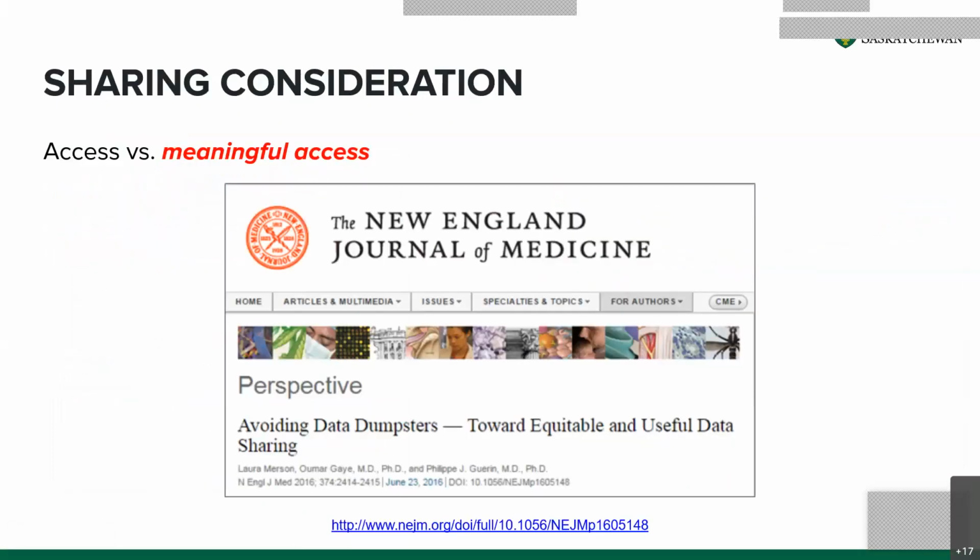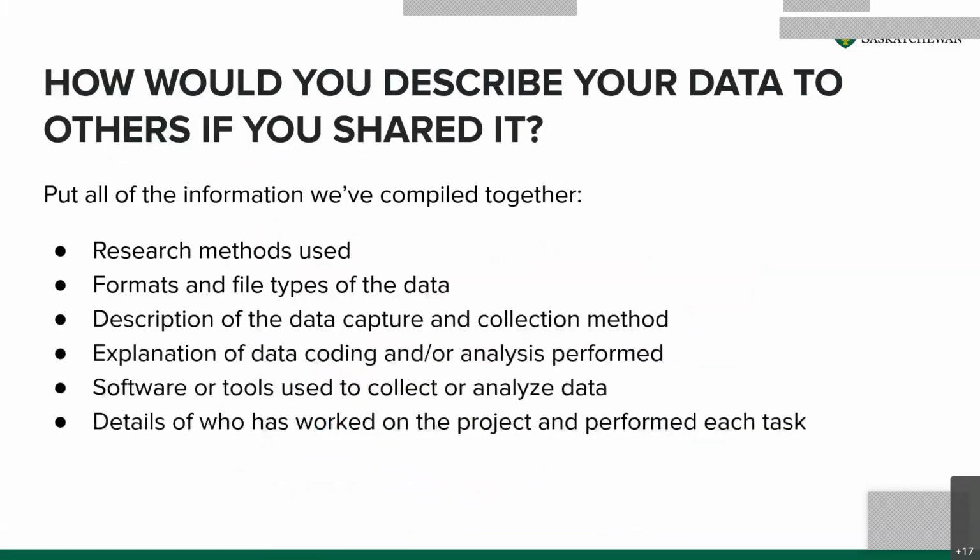Again, when you're sharing, think about the access versus meaningful access. Sharing that spreadsheet with P1, P2, or P3 as my headers is not going to be helpful. That's why all of the visualizations of my data collection plan and the description of my inventory of my data are all there and available for me, which is really what matters. So again, ask yourself the question, how would you describe your data to others if you shared it? Put all of the information you've compiled together, which I've listed on this page.